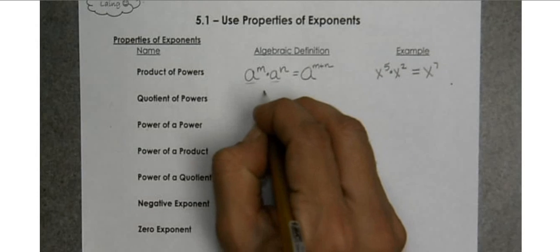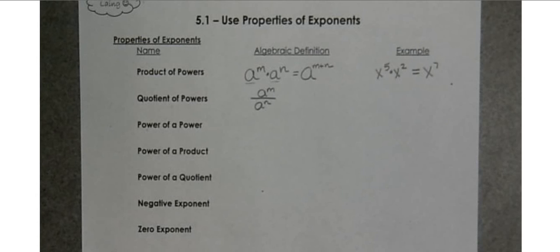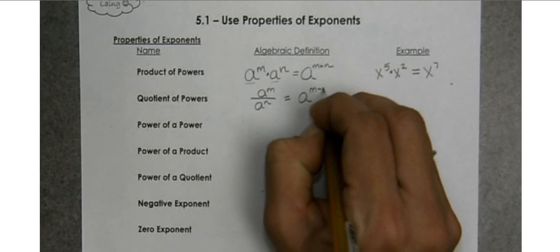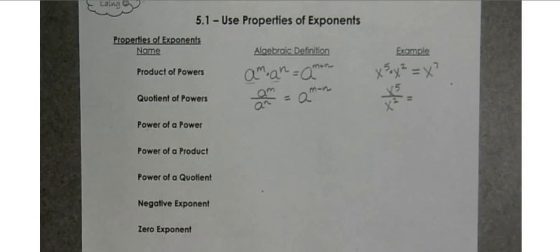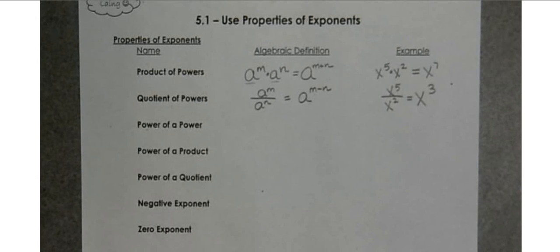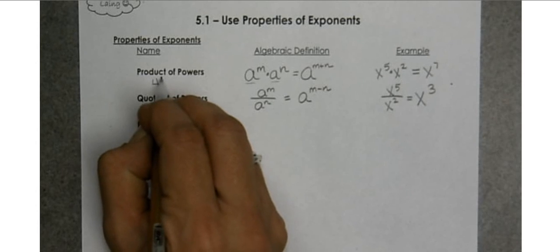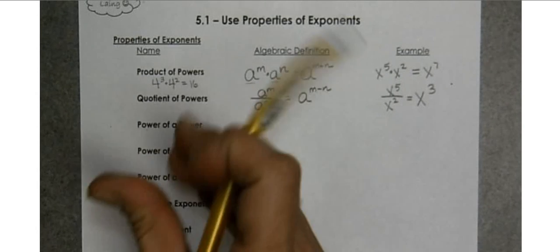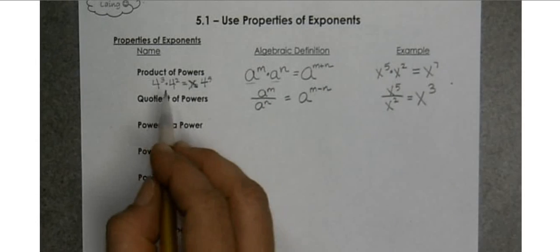The quotient of powers means that if we are dividing two powers that have the same base, we would keep the base and subtract the exponents. So if I had x to the 5th over x squared, that would give me x to the 3rd power. You need to be real careful. I see some people, in product of powers, if you have 4 cubed times 4 squared, they'll be like, oh, 16. No, that's bad. That's just 4 to the 5th power, and then you can evaluate from there. Make sure you keep those bases the same.